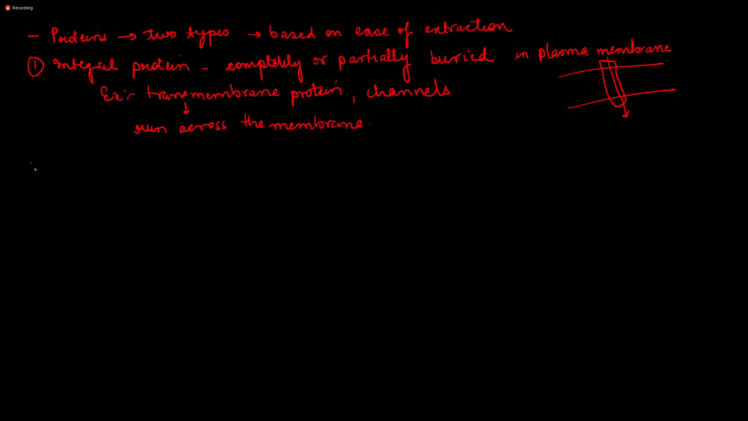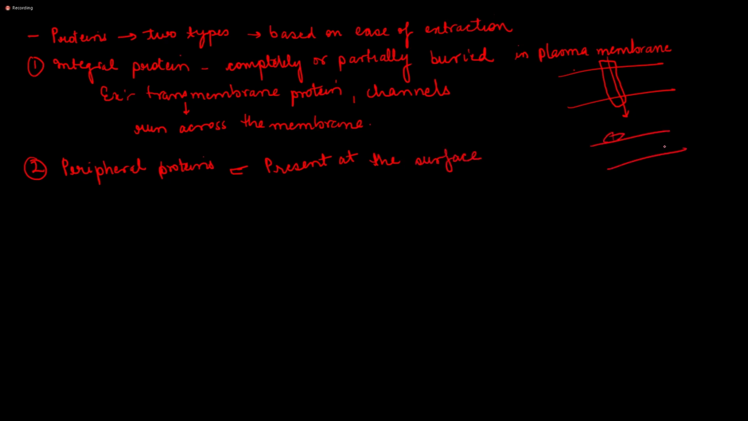Now there is a second kind of protein that is called peripheral protein. So what are peripheral proteins? Peripheral proteins are the ones that are present at the periphery, at the surface of the plasma membrane. So if you have a plasma membrane like this, they will be present something like here. If you want to remove them, these proteins can be easily removed.